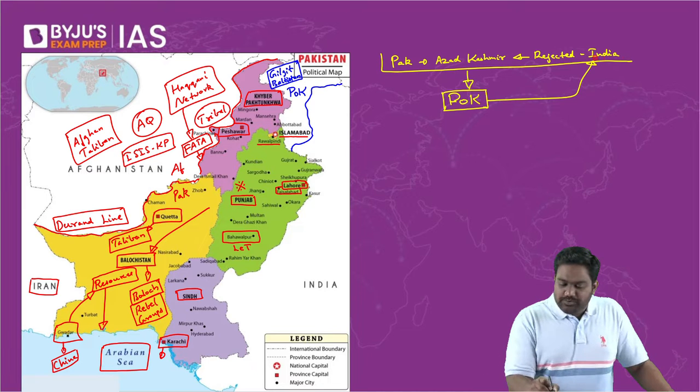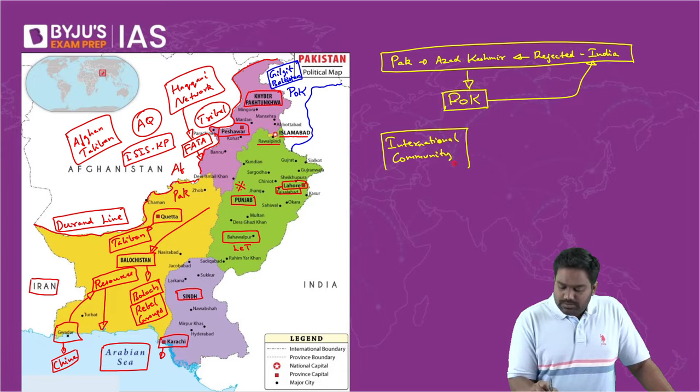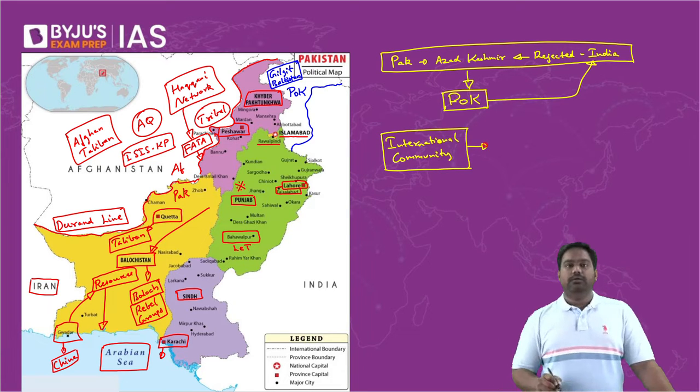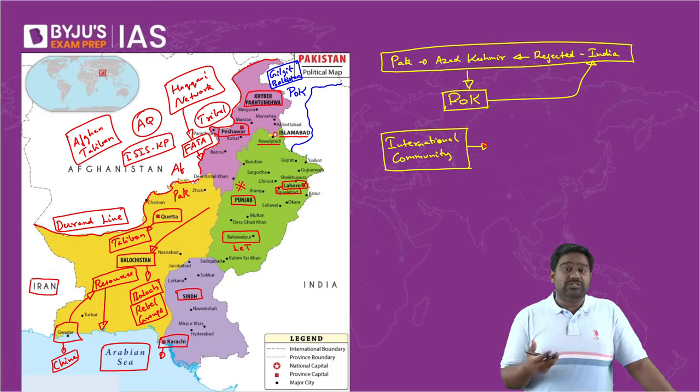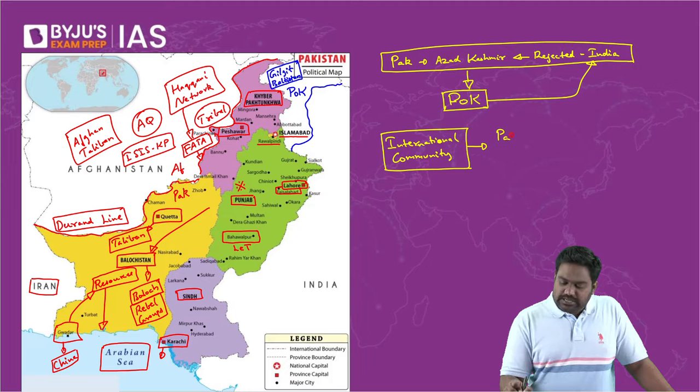The international community, they use other terms. That is other countries. Let's say US or European countries or other countries in the world, right? Or even other international organizations. They have different terms. They call it Pakistan administered Kashmir. And they refer to the Indian side as Indian administered Kashmir.